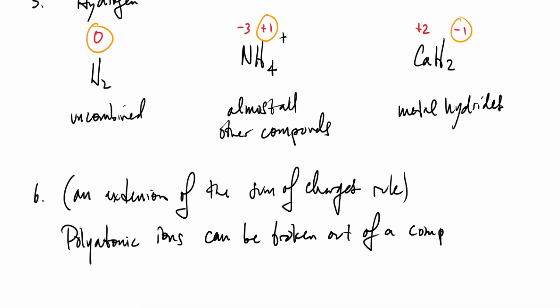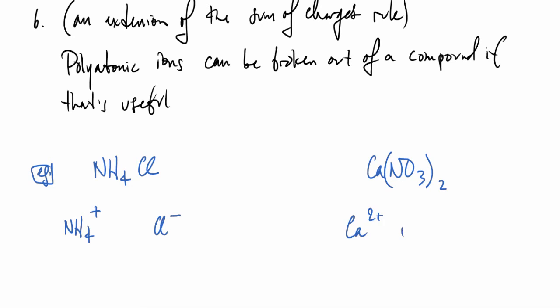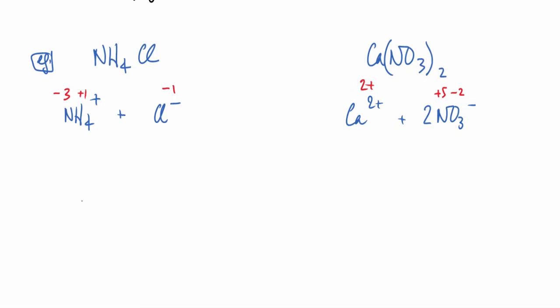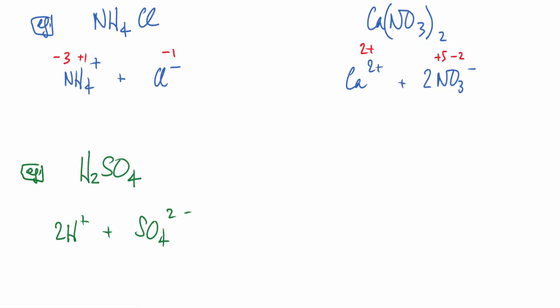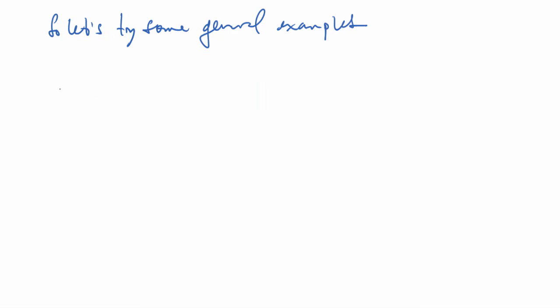So for instance, we can look here at ammonium chloride and calcium nitrate. If we break these two compounds apart into the ions that form them, then we can get the oxidation numbers for ammonium as minus 3 and plus 1, and for nitrate as plus 5 and minus 2, on those rules separate to the calcium and the chloride. In sulfuric acid here, we can see the sulfate ion that we saw before and the 2 H pluses at plus 1. Here are a couple of general examples we can look at about oxidation number.